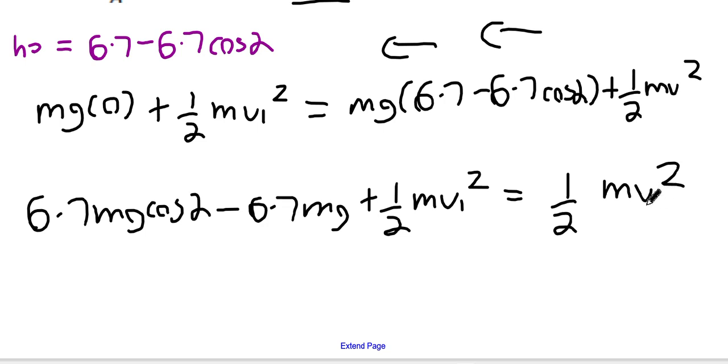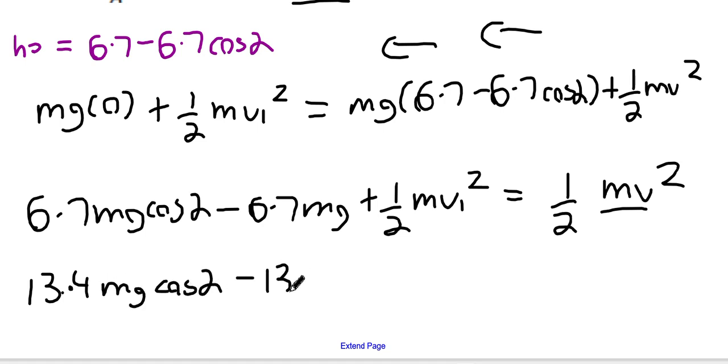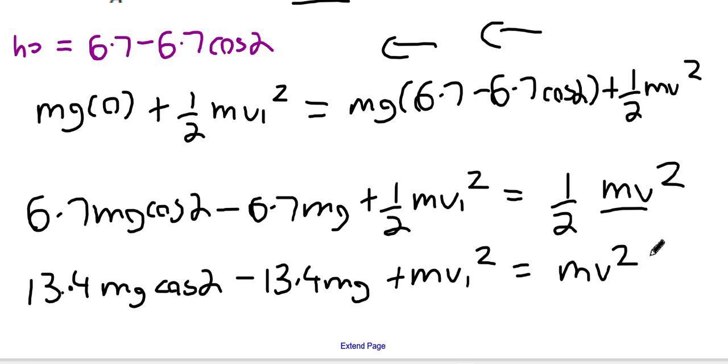And then I'm going to multiply both sides by what number? 2 to isolate what mv squared is. Twice 6.7 is 13.4 mg cos alpha minus 13.4 mg plus mv1 squared equals mv squared. We all good? Okay.